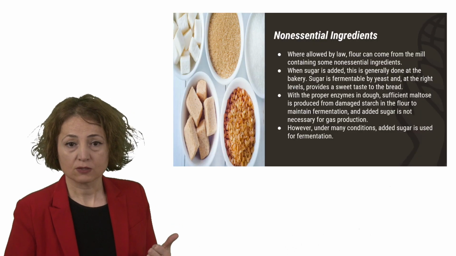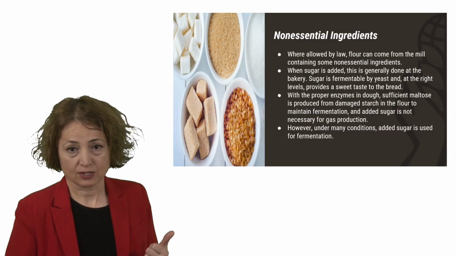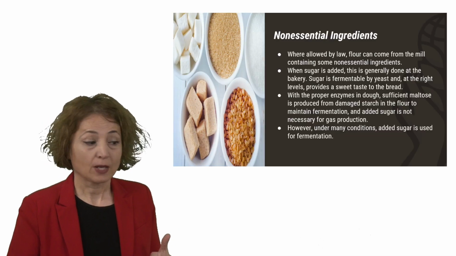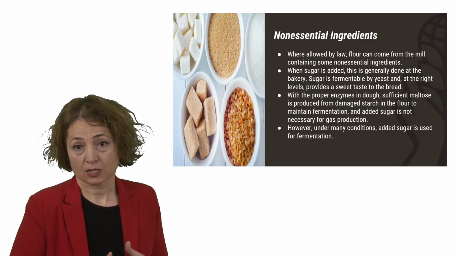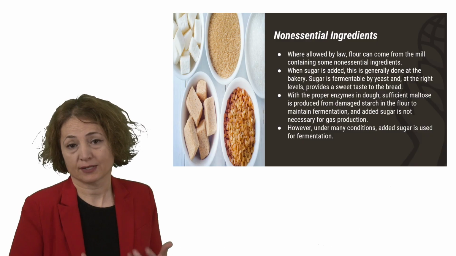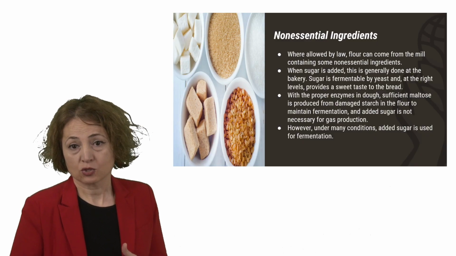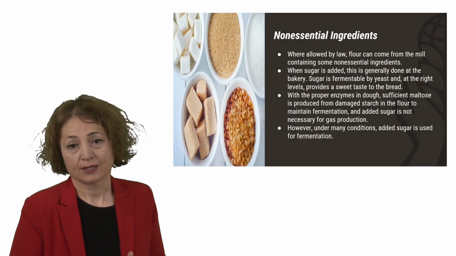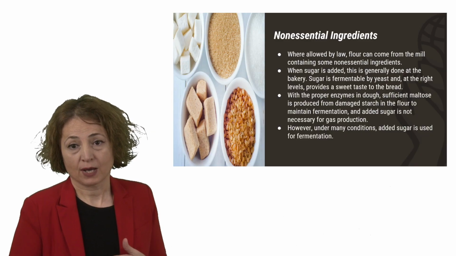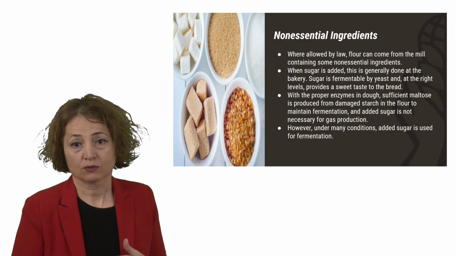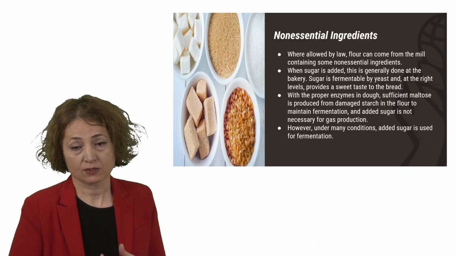Flour, water, yeast, and salt are the essential ingredients. And then we have non-essential ingredients. Where allowed by law, flour can come from milk, might contain some non-essential ingredients. And when sugar is added, this is generally done at the bakery. And the main function of sugar is food for yeast that we need for the fermentation process. And sugar is fermented by yeast, and at the right level, it might provide some sweet taste to the bread.